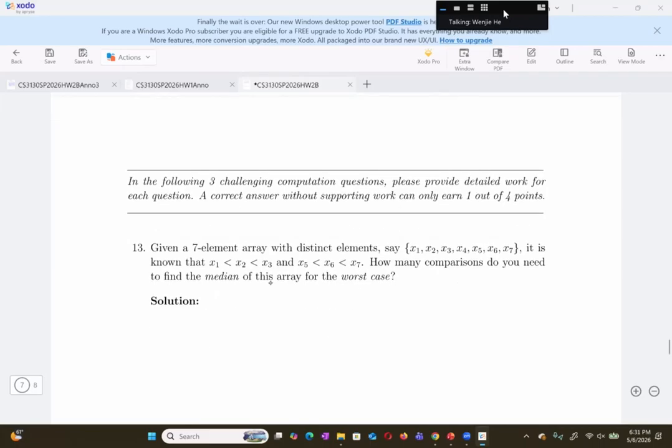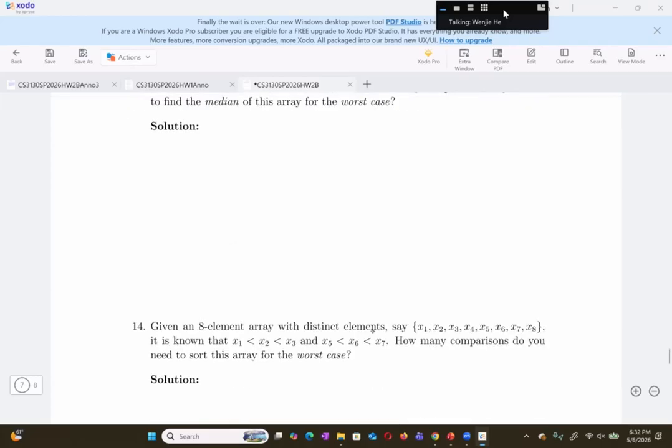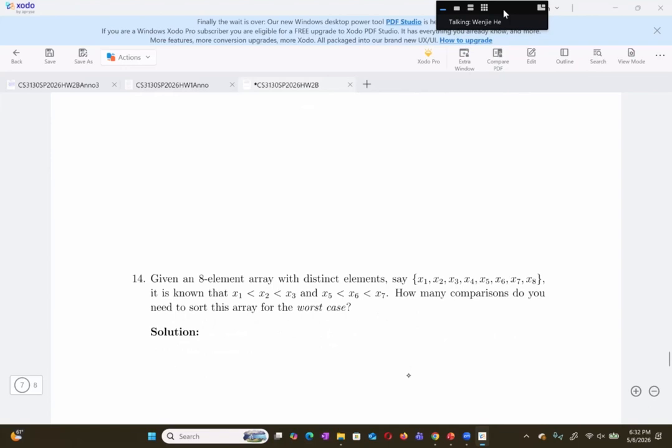Number 13, I already did it, right? When I explained the first part, the existing result. We did it: binary insertion, then partial merge. The next one has the same idea: binary insertion, and this time we need to do full merge, because we need to sort. Sort means we need to do full merge.